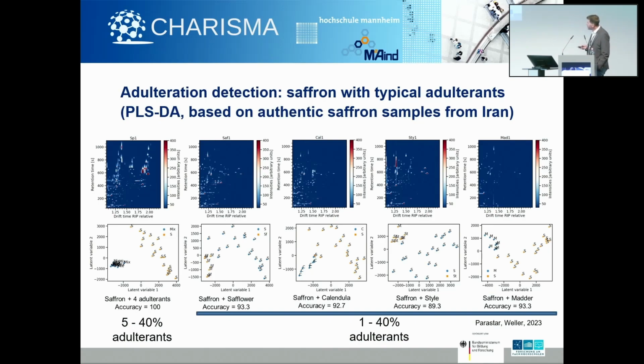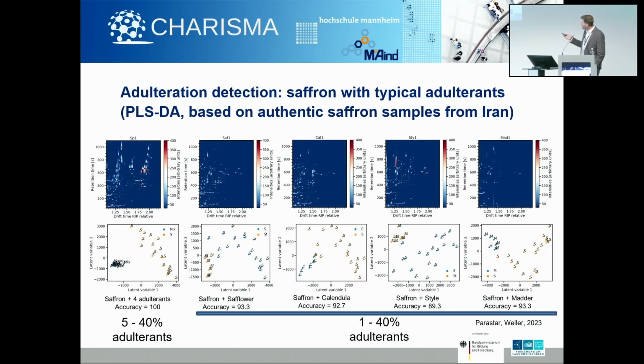Now this is a very recent analysis we did on adulterants, because I feel that might be an interesting field for the coffee community as well. Saffron is frequently adulterated. To be blunt, there's probably more adulterated saffron in the market than non-adulterated saffron. What you see here are typical fingerprints of saffron, of safflower, of calendula, of the style, which is the lower part of the saffron, and madder. These are the most typical adulterants, and you can see that just by looking with the eye, these are different, which is really impressive to me, to see how different those volatile profiles are.